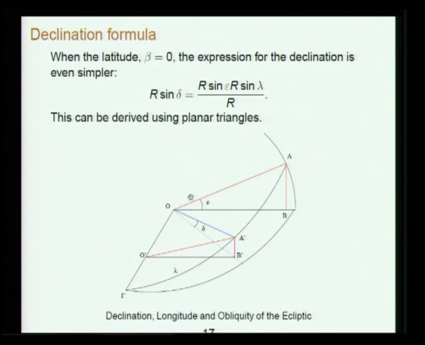You can drop a perpendicular from here and from here to the plane of the equator. Then both planes O A B and O prime A prime B prime will be perpendicular to the equator, and this will be R sin delta. By similarity of triangles, this is R, this angle gamma O A prime is lambda, and this line O prime A prime is R sin lambda. This angle is epsilon, and this is R sin epsilon. By proportionality of the triangles, you get sin delta in terms of sin epsilon and sin lambda. So this can be derived using planar triangles.